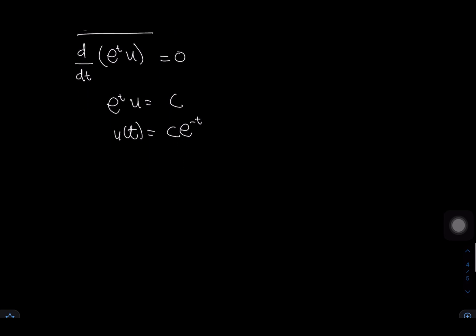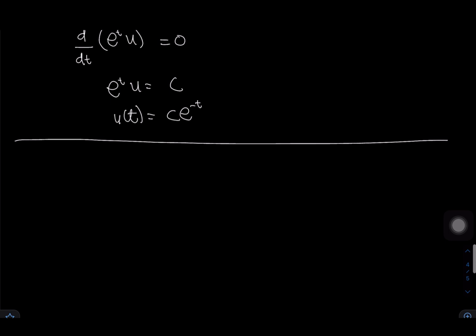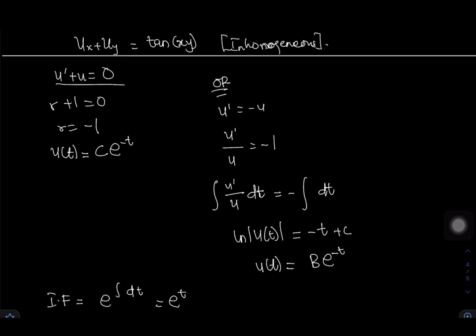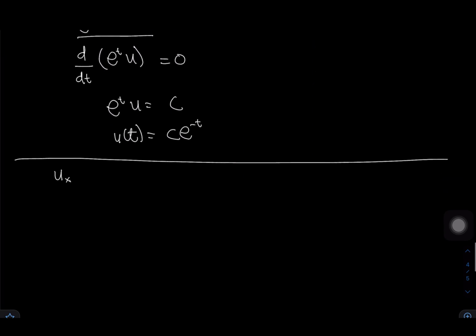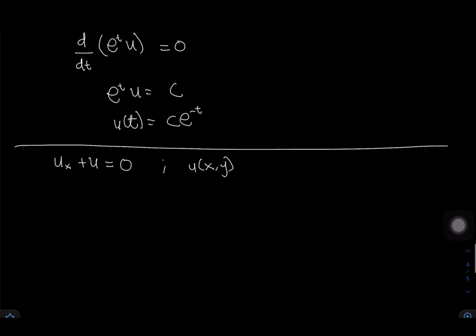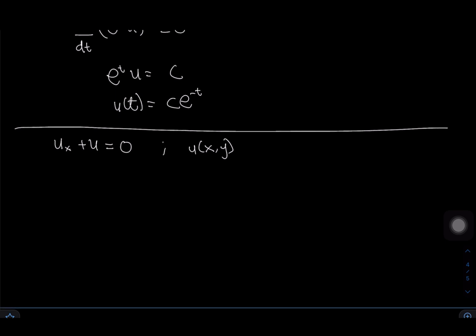You're taking the PDE variant of that. Okay, so we have u_x plus u equals 0. And here we have u as a function of x and y. If u is a function of x and y, then this equation is a partial differential equation because you are only differentiating u with respect to x.